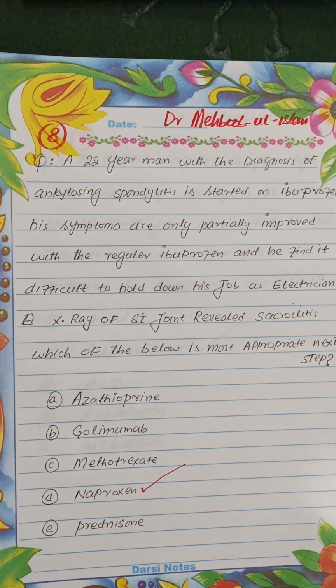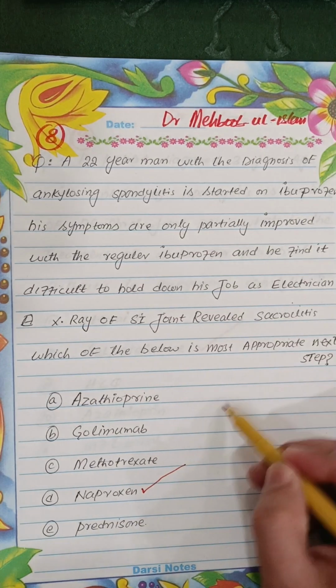because the first line treatment for ankylosing spondylitis is the NSAID. If one NSAID is not working, you have to change it to a different NSAID. When two different NSAIDs are not working, then you have to select the next therapy, that is the anti-TNF. Prednisolone is not used in ankylosing spondylitis because it will decrease the bone mineral density and cause osteoporosis. So the first line treatment is the NSAID.